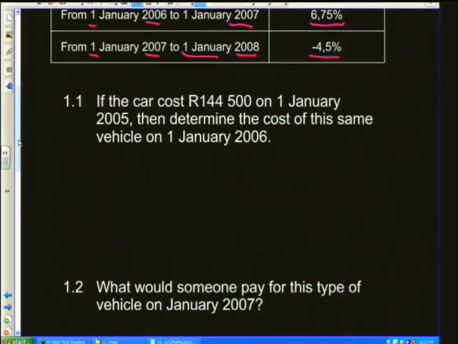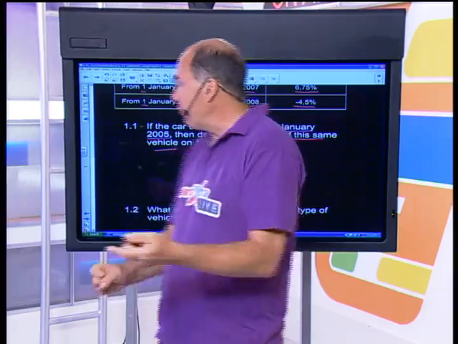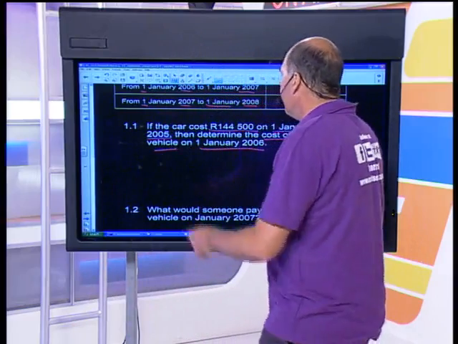It says, if the car costs 144,500 on the 1st of January 2005, then determine the cost of the same vehicle on the 1st of January 2006. Now, guys, we shouldn't really strictly be doing this, but let's use the figures and let's try and do it, because remember, inflation's an average, even on cars. If it was the same car it would lose value over time. That's called depreciation. But if it's a new car, it's new on the 1st, then we'll say, what would that car cost if we took into account inflation? So let's have a look.